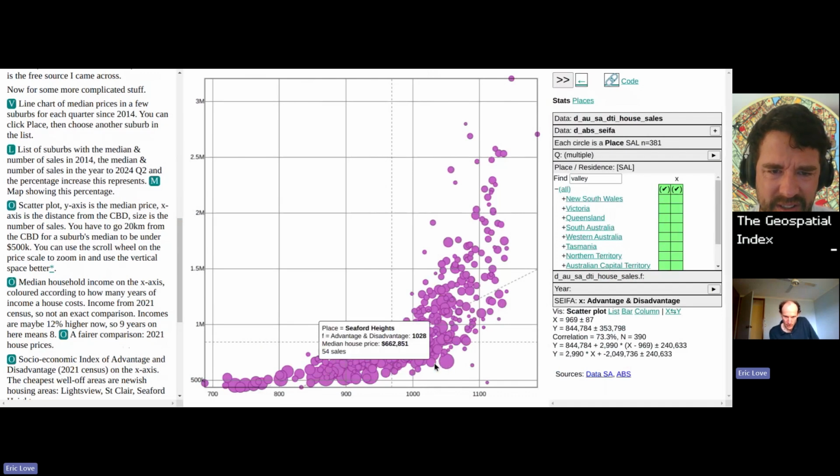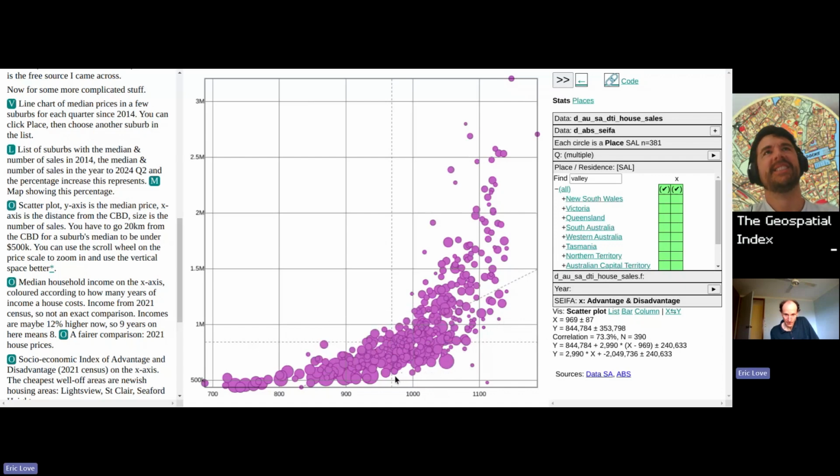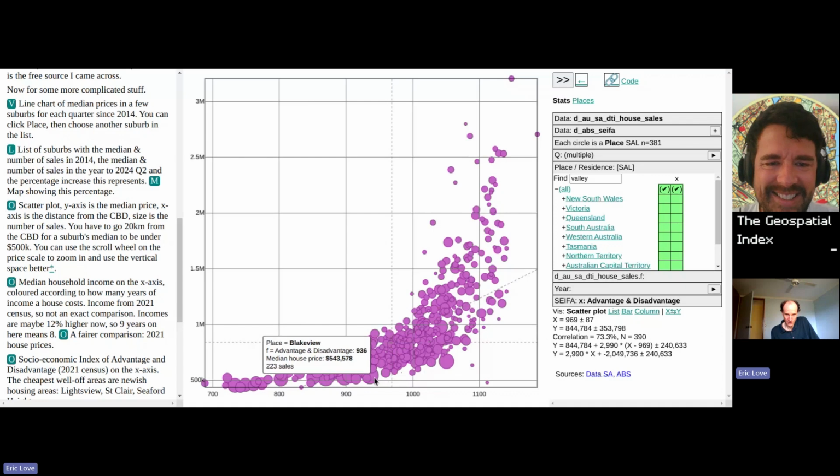Lightsview is a new suburb. Seaford Heights is a new suburb. Newport's a new suburb. So it's some of the places that were built in the last 10 years that are sort of on the cheaper end. Fascinating. Lakeview is another. Some of the housing there is new. Ayr is very new because I lived in Devon Park, just one suburb over from there, and while Ayr was being built and still being built.